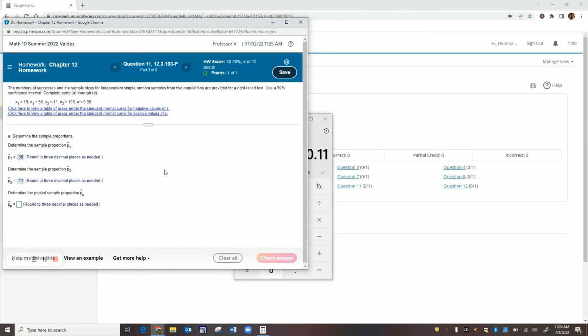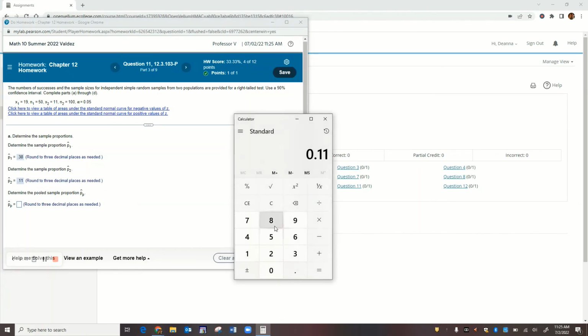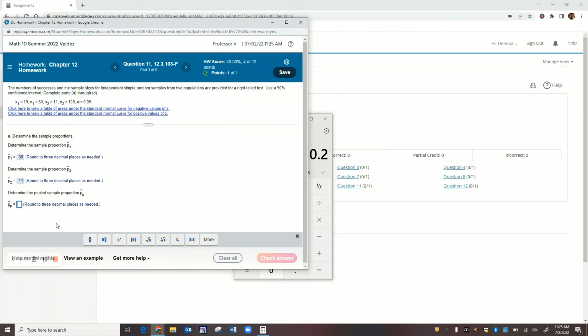Nice. Now determine the pooled sample proportion. Okay, remember they use p hat. I did p bar in the lecture notes, whatever. So you're just combining everything into one big sample. That's what the pooled sample proportion is. So you add up x1 and x2. So 19 plus 11, that's going to be 30. 30 divided by 150. Ooh, can you do that in your head? It's the same as 3 divided by 15, which means it's 1/5. So it should be 0.2. Yay.